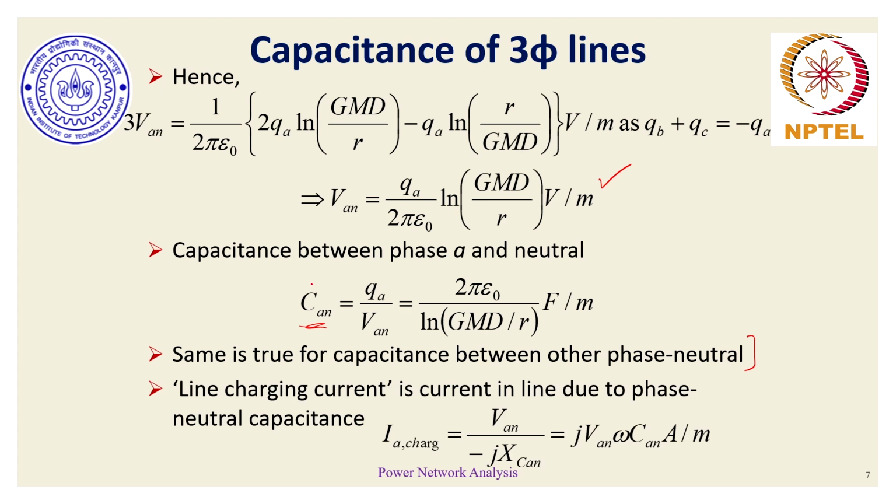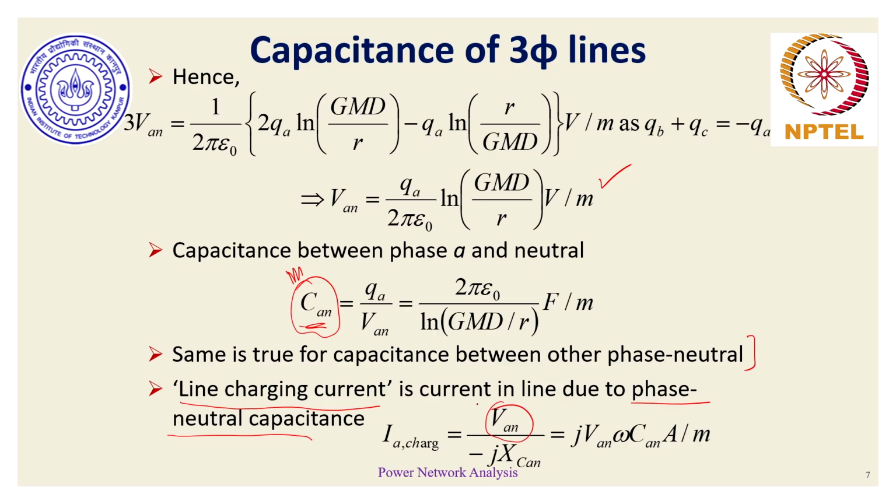And this capacitance, if we think of it from the perspective of network impact, which would be a very detailed discussion in the next module of transmission line performance evaluation, is also leading to a current known as line charging current, which is the current in the line due to phase to neutral capacitance, because the potential VAN is existing in the transmission line.